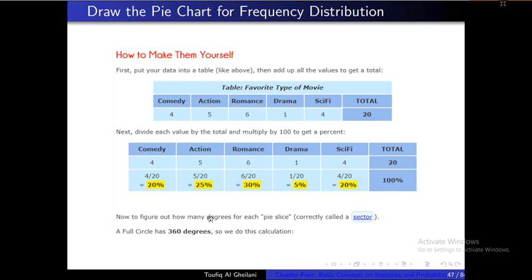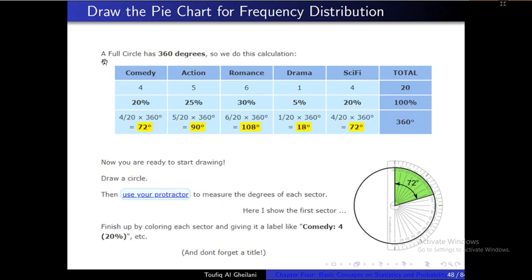Now, to figure out how many degrees for each sector of the pie chart, a full circle has 360 degrees, so we do this calculation by this table. Comedy, so we get 4 divided by 20 times 360 degrees, so we get 72 degrees. Look here.